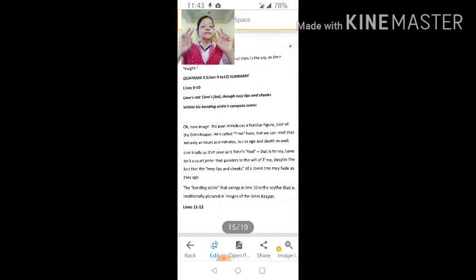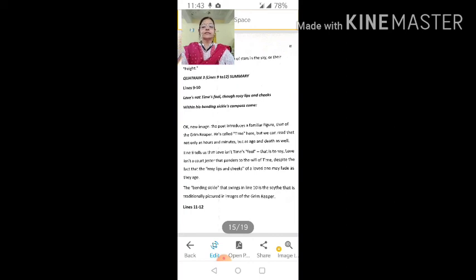He's called Time here. But we can read that not only as hours and minutes, but as age and death as well. Line 9 tells us that love is not time's fool. That is to say, love isn't a court jester that panders to the will of time, despite the fact that rosy lips and cheeks of a loved one may fade as they age. In other words, beauty is never constant.